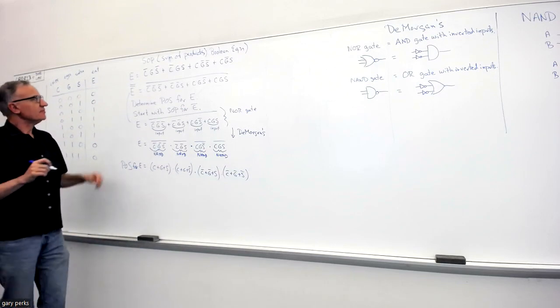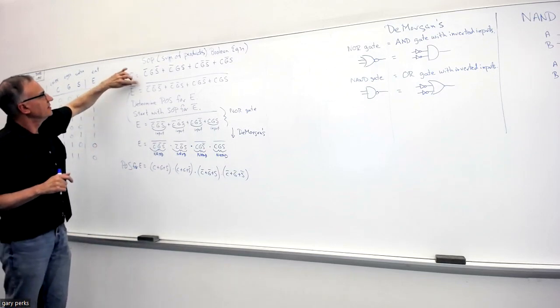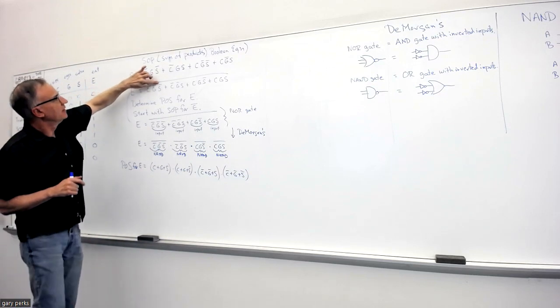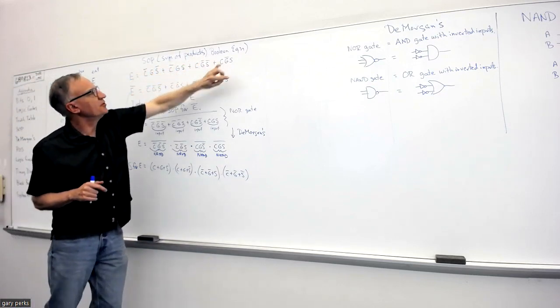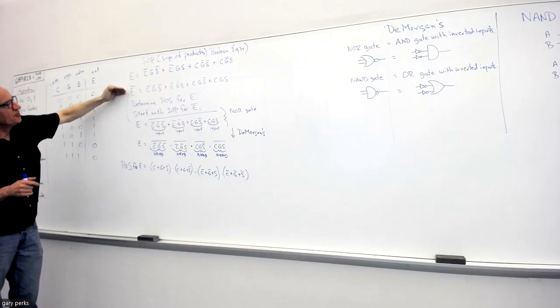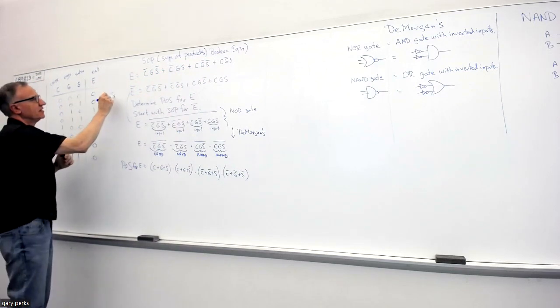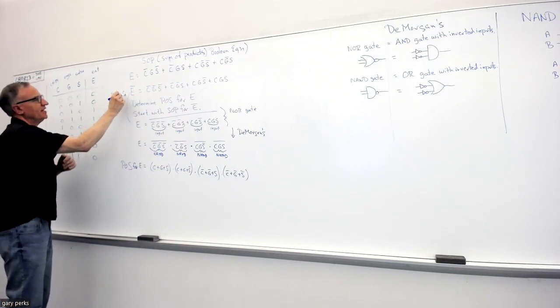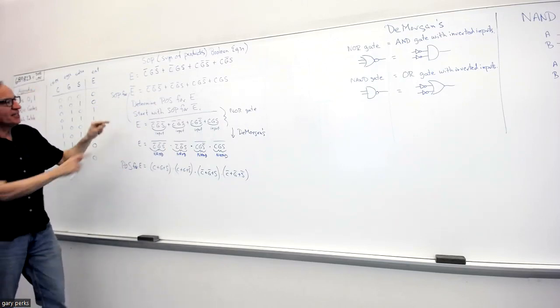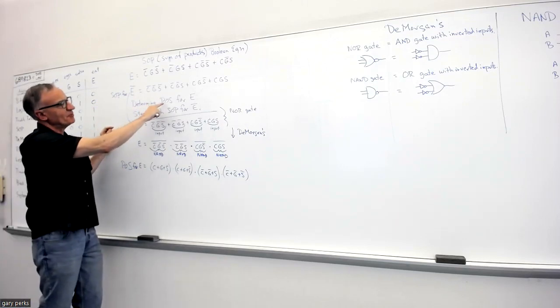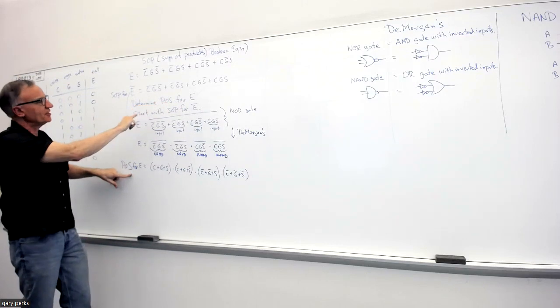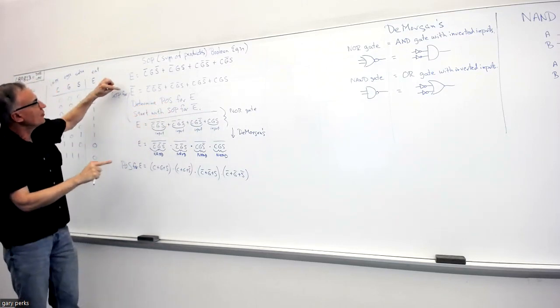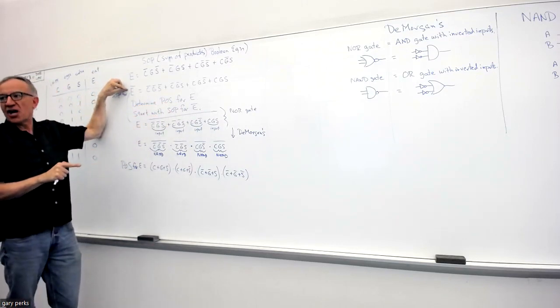Now, compare, because remember, we started with the SOP for not E to get the POS for E. Remember, that's what I said at the start, right? We want to get POS for E, which is what we ended up with. But in order to do that, we have to start with the SOP for not E.